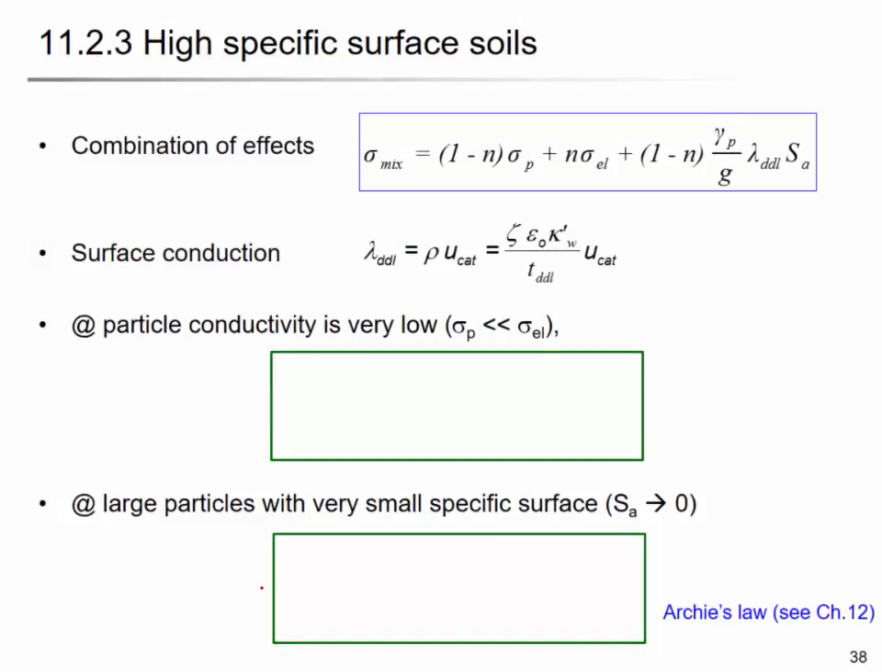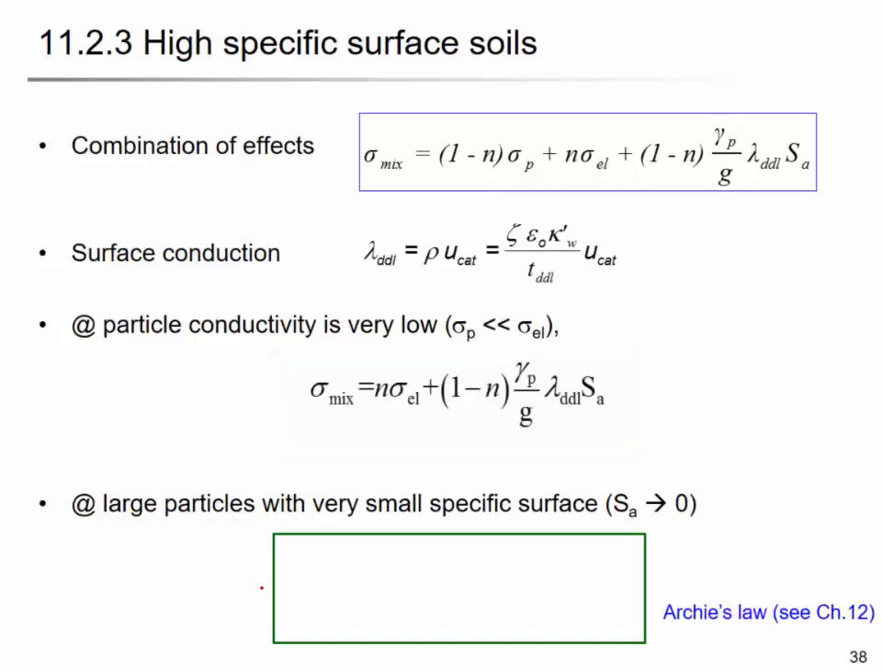Okay. I think this is the same as the previous equation. So when the particle conductivity is very low, so sigma p is much less than the electrolyte conductivity, then you can ignore the second term, right? This one. So then the mixture's conductivity can be simplified to the following: a function of the electrolyte conductivity and the surface conduction.